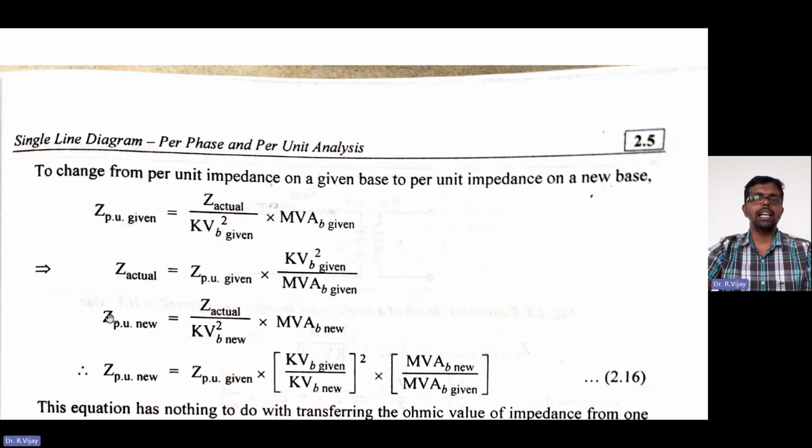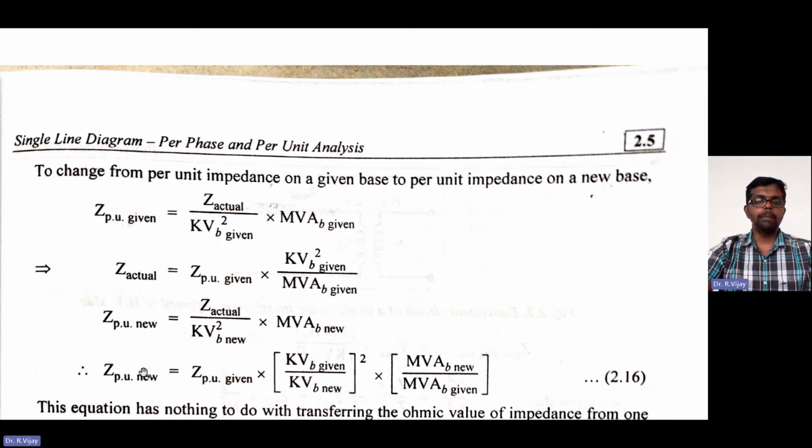So what is the formula for calculating Z per unit new? Similarly, Z per unit old we have calculated with the same formula. This is the basic formula. So Z per unit new is equal to Z actual divided by KVB squared new into MVA base new. This is the formula for calculating the new Z per unit value. But here we have already calculated the Z actual value, so we are substituting it here.